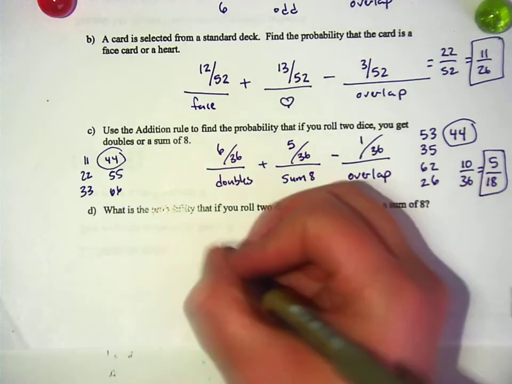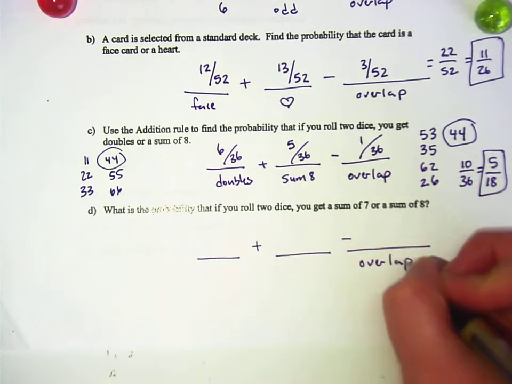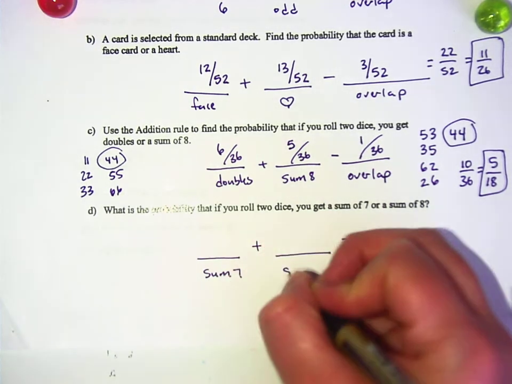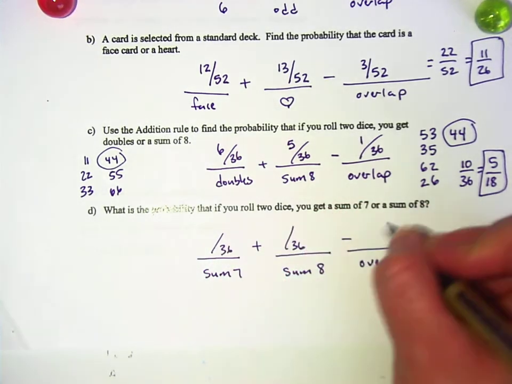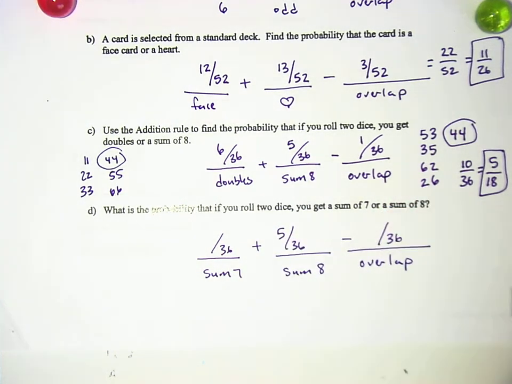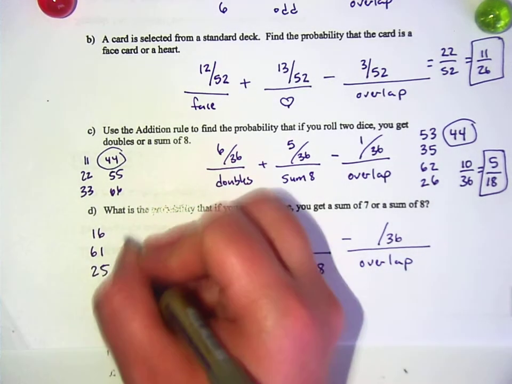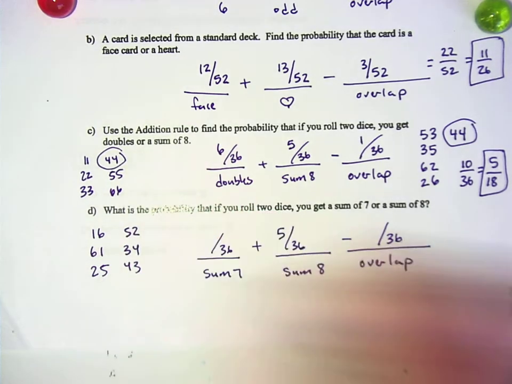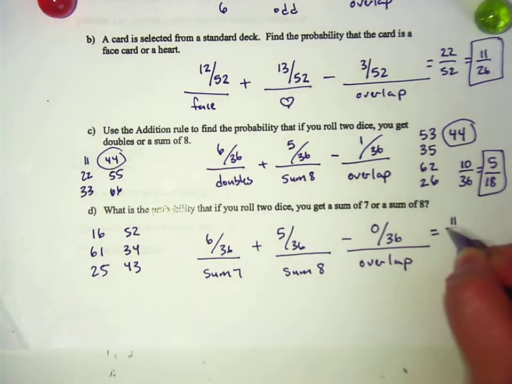So the first thing I did was I drew how you laid it out like that. And then I put sum of 7, sum of 8, and then overlap. And then I put them all out of 36. Since we did the sum of 8 in the last problem, we knew just to put the 5 there. And then for the sum of 7, there were 6 of them, which was 1 and 6, 6 and 1, 2 and 5, 5 and 2, 3 and 4, and 4 and 3. And there was no overlap, right, because something can't add up to 7 and add up to 8 at the same time. So then we added the 5 and the 6, which was 11 over 36.